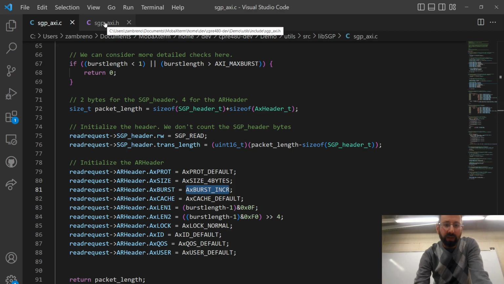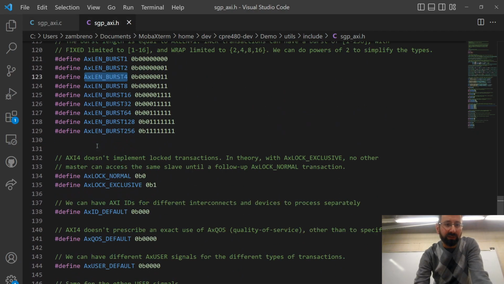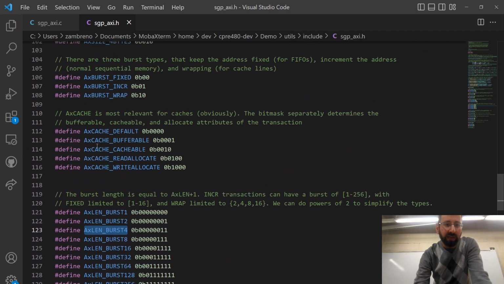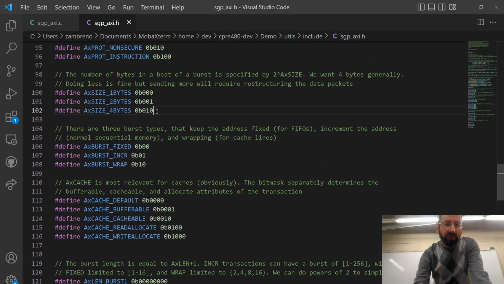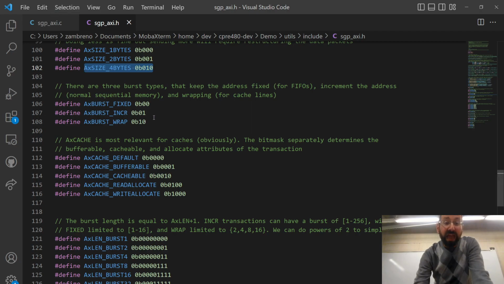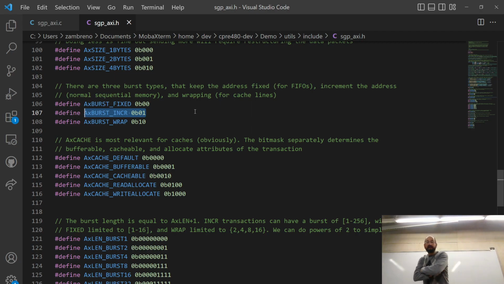that's for AR size. Where's our, 1 second, that was the wrong one. Where's AR size? Thank you. 4 bytes, that's that value, that's just hard-coded there. For the type of burst, we're always doing the incremental burst, and those are the 3 burst types that keep the address fixed if you're interfacing with a FIFO.